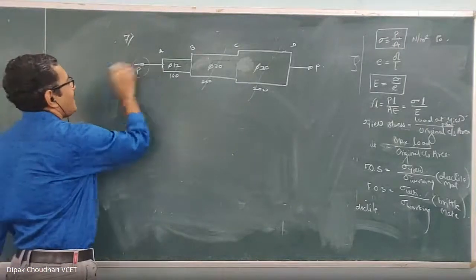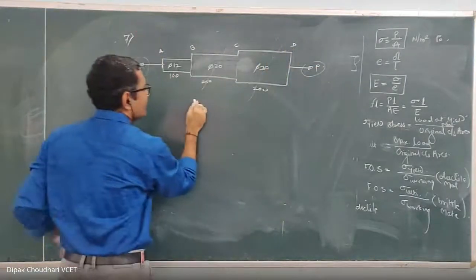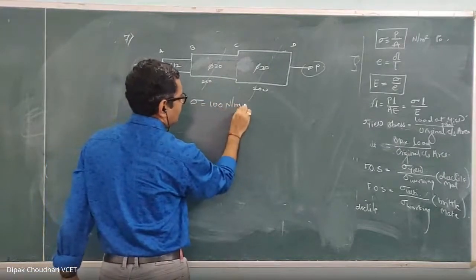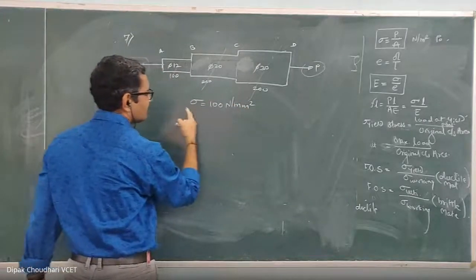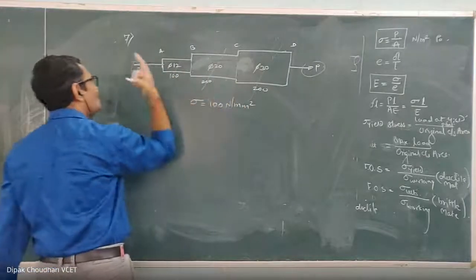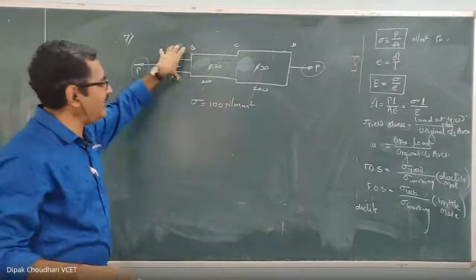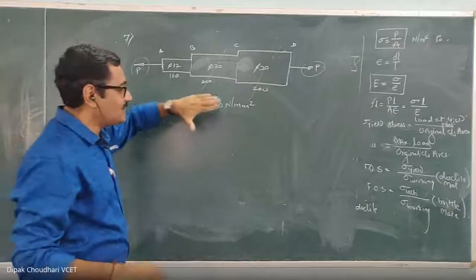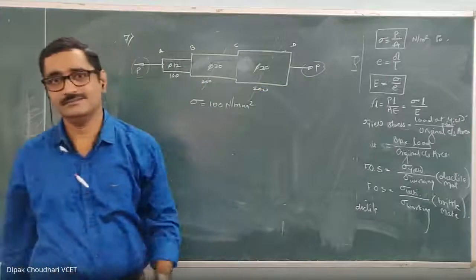I have to calculate the maximum force P applied such that in this entire rod the stress should not go beyond 100 Newton per millimeter square. In any part, the stress should not go beyond this limit. This is a permissible stress. So, stress induced in any part should not go beyond this value. Yes, this stress can be induced in any one part. But it should not go beyond this, and corresponding to this, you have to calculate this force P.